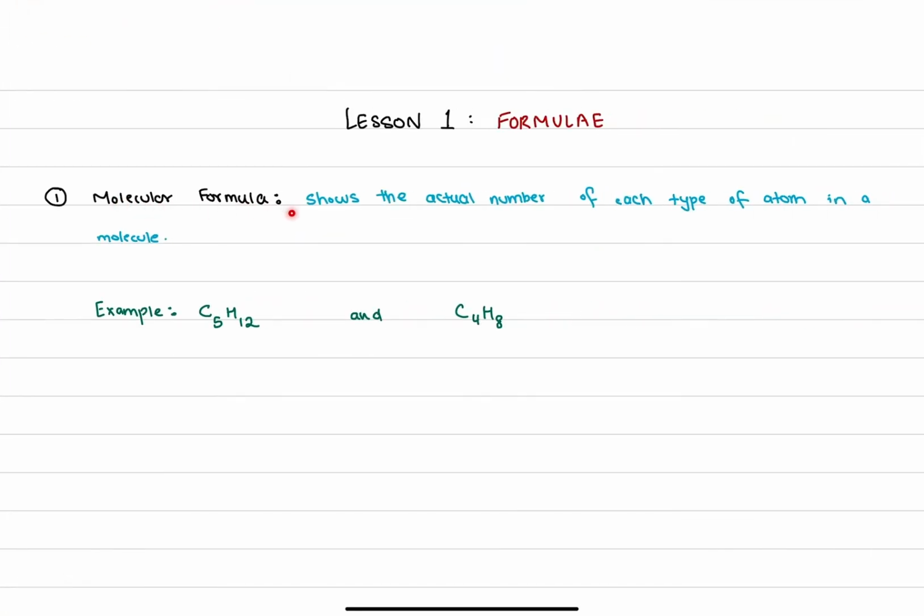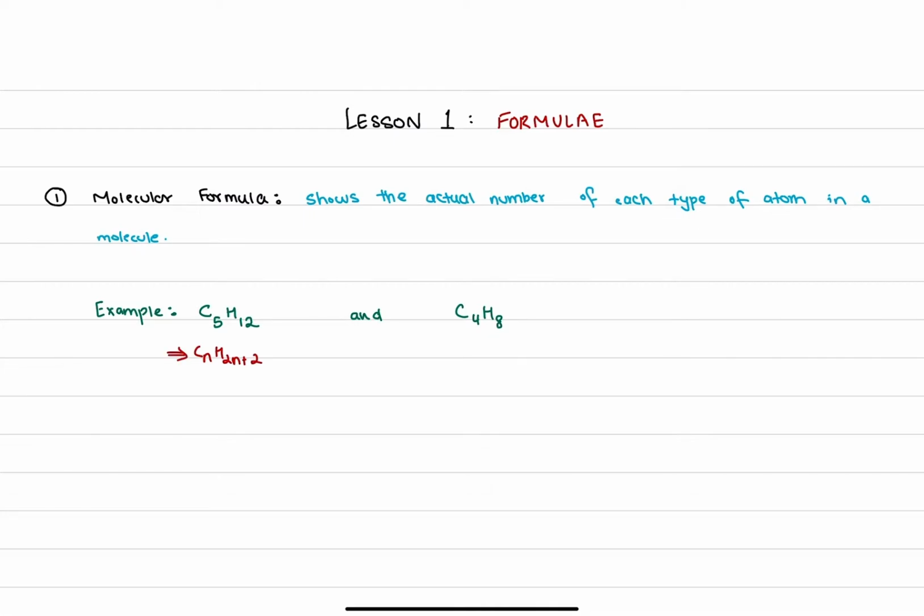We say that the molecular formula is a formula that shows us the actual number of each type of atom in a molecule. In other words, the molecular formula shows us the actual number of atoms of each element, because each type basically means each element in a molecule. So, for example, over here you can see that this is pentane. I hope you know the formula for alkanes, that is CnH2n+2. You should remember this from your O levels.